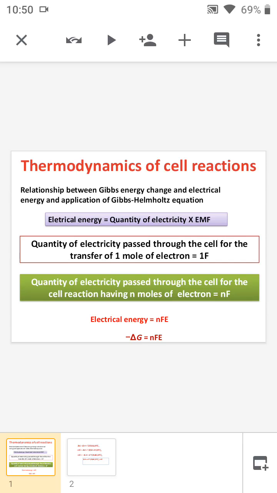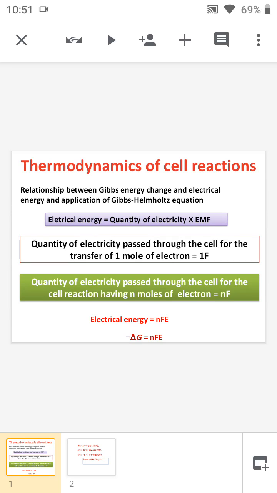Good morning everybody. Today we are discussing the next topic of electrochemistry, that is the thermodynamics of the cell reaction. In this part we are explaining the relationship between the Gibbs energy change and electrical energy, and what the application of the Gibbs-Helmholtz equation is according to the cell reaction.